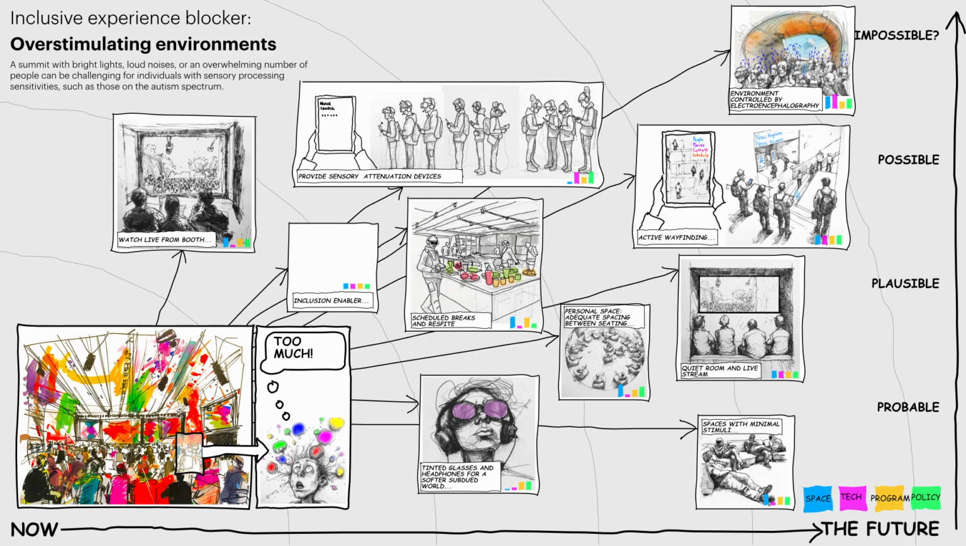The diagram proposed 9 interventions: a quiet room, a live stream, personal spacing between seats, scheduled breaks and respite, active wayfinding, sensory attenuation devices, an observation booth, an inclusion enabler, and an environment controlled by electroencephalography. Somerville read the list again. 8 of the 9 could be built tomorrow. The 9th required a different kind of future.